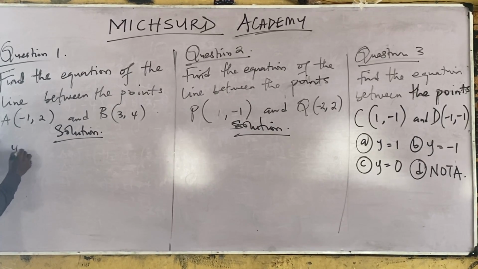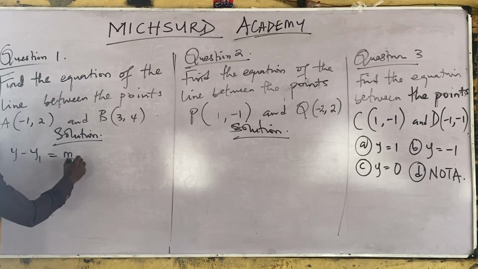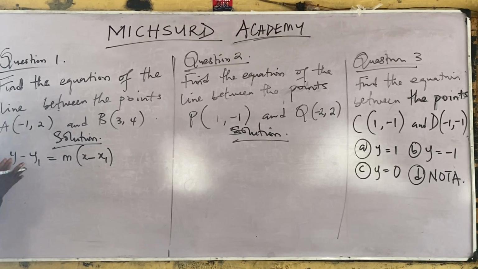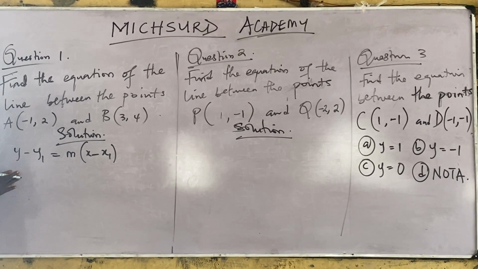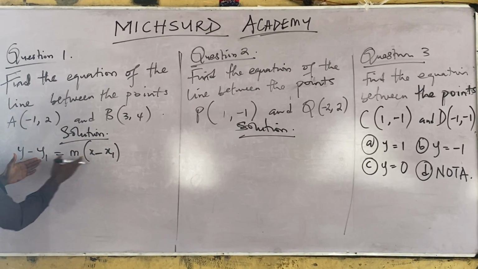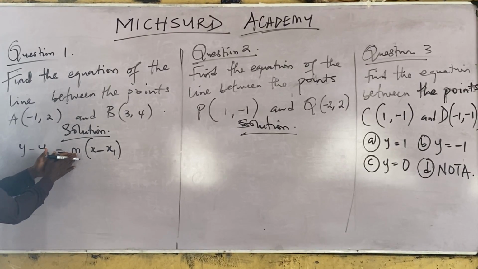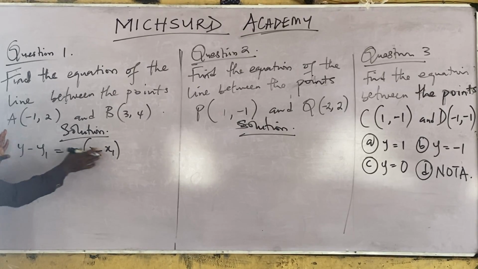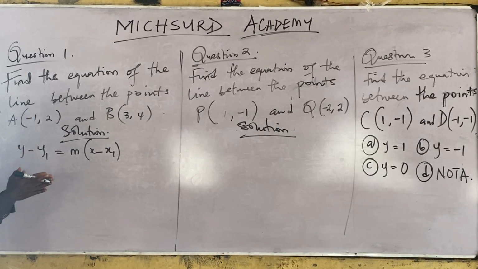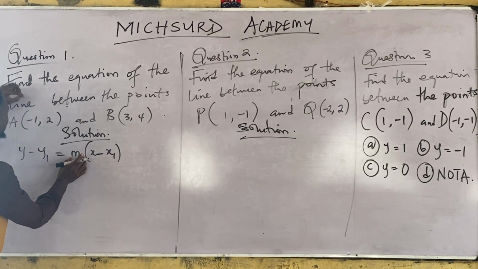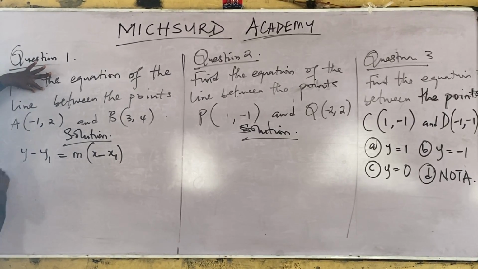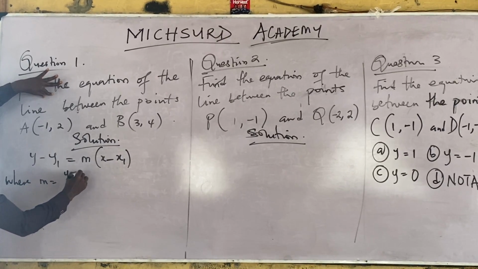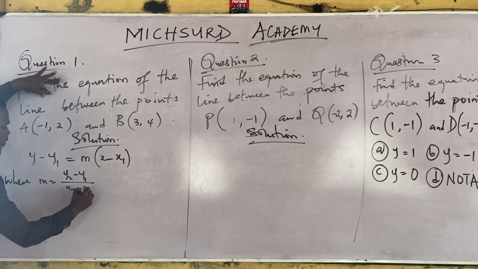Generally we say that y minus y1 equal to m(x minus x1) is the equation of a straight line, where we know our x1 and our y1, and m is the slope. So that means I have to find the slope, then substitute the points and get the equation of the straight line. Here our slope can be calculated like in our previous class, where the slope is equal to change in y all over change in x.